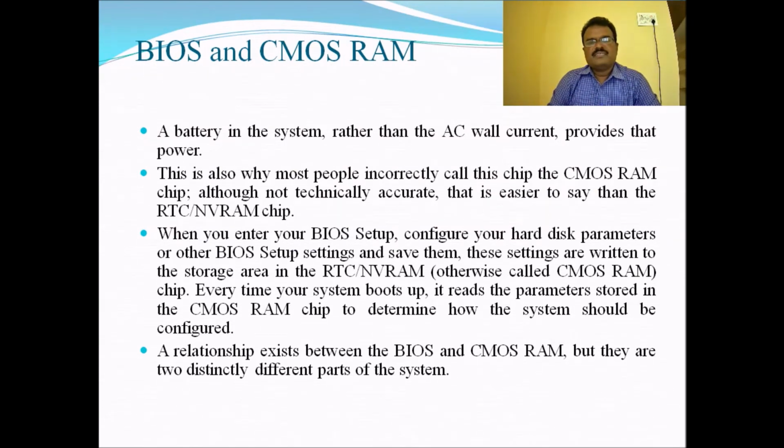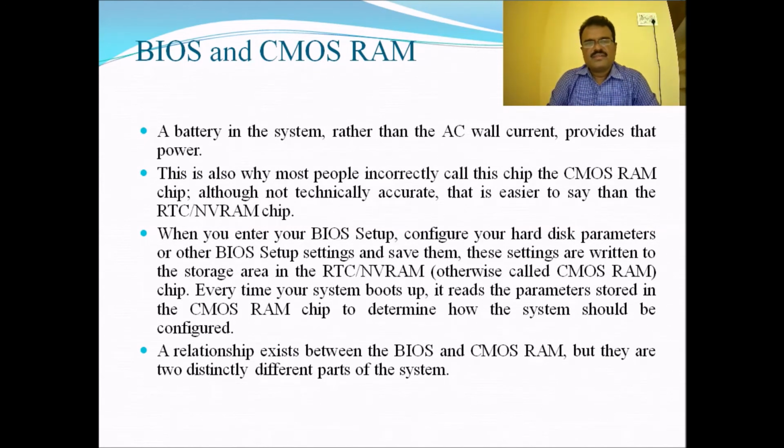Here, a battery in the system rather than AC wall current provides the power. This is also called the CMOS battery. This is also why most people incorrectly call this chip the CMOS RAM chip, although it is not technically accurate. That is easier to say than the RTC NVRAM chip.